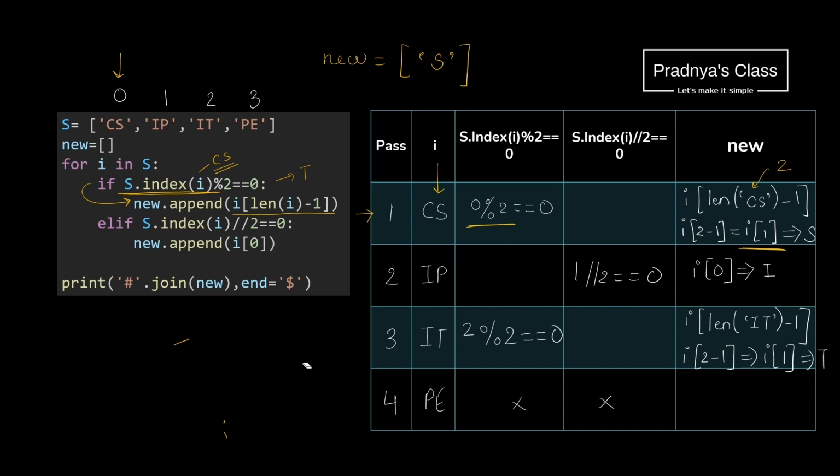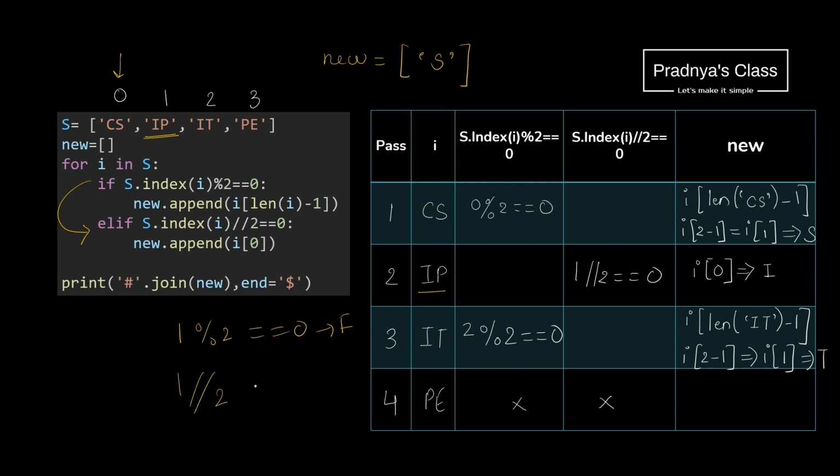Now let's move ahead to the second pass. The value of I will update to the second element of the list. It is nothing but IP. Look at the index of this element IP. It is 1. If we do modulus 2, it is not equal to 0. So this condition will evaluate to false. That's why we will come to the elif part. In the elif part, we need to take floor division with 2. Floor division gives the quotient. So if we divide 1 by 2, we will get the answer as 0. So this is equal to 0.